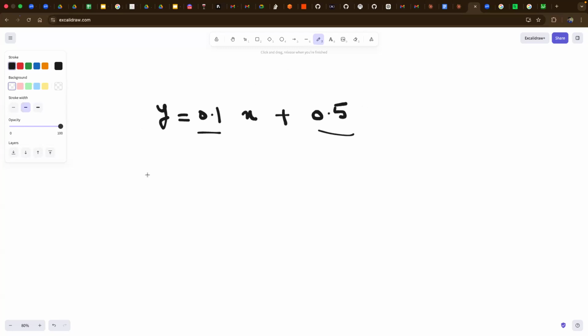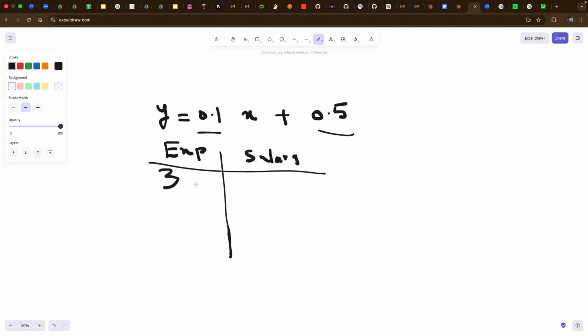So what is the data set that we had? For a given experience 3, what would be the salary? This is the data set, right? So 3 and 20. Let me create one more data set here. This is the data set we had. This is salary.